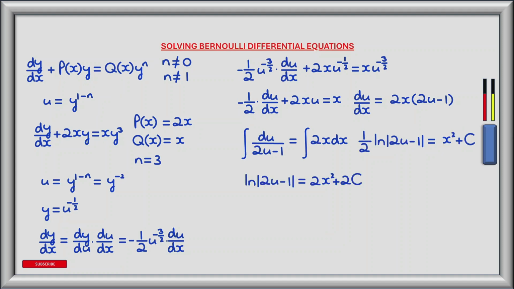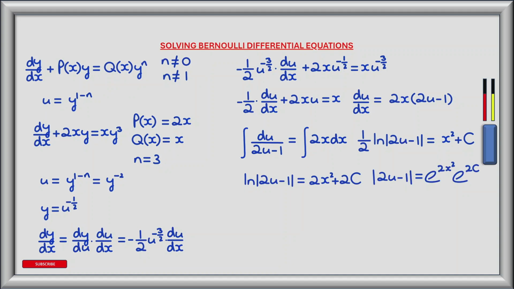Simplifying this by multiplying both sides of the equation by 2 leaves the natural log of the absolute value of 2u minus 1 is equal to 2x squared plus 2 multiplied by the constant of integration, c. Exponentiating both sides of the equation gives the absolute value of 2u minus 1 is equal to e to the power of 2x squared multiplied by e to the power of 2c.